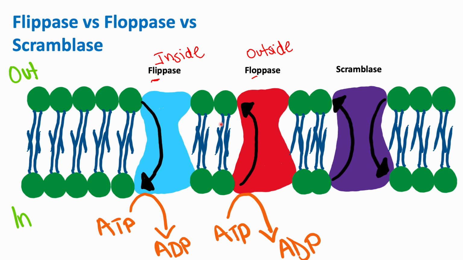And that is essentially the purpose of Flippases, Floppases, and Scramblases. We need them to make sure that we have enough phospholipids on both sides. So these three enzymes are responsible for moving these phospholipids within a cell membrane.